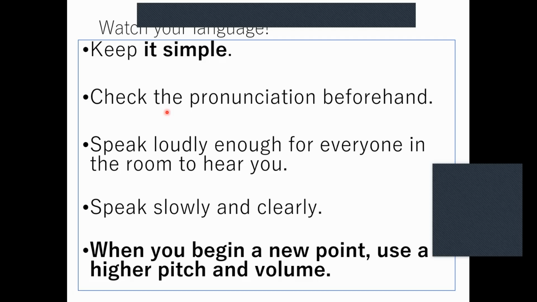The presentation room is a big room. A lot of people sit there. So you have to speak loudly and clearly, so that everyone in that room can hear you properly. This is also very, very important. And you speak slowly and clearly. When you begin a new point, use a higher pitch and volume. So when you start a new point about your topic, try to use your voice differently: higher pitch and volume.